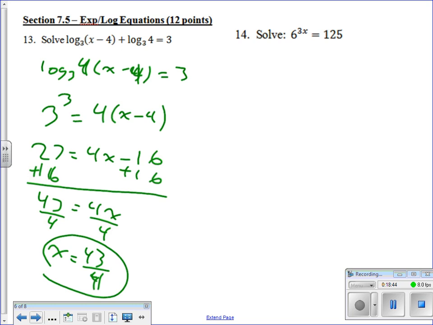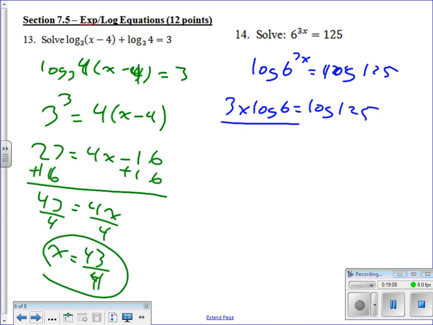So here's what you do. Take the log of both sides. So you get the log of 6 to the 3x equals the log of 125. Bring the power down out in front. 3x log 6 equals the log of 125. Divide both sides by 3 log 6. x equals 0.898. To 3 decimal places.